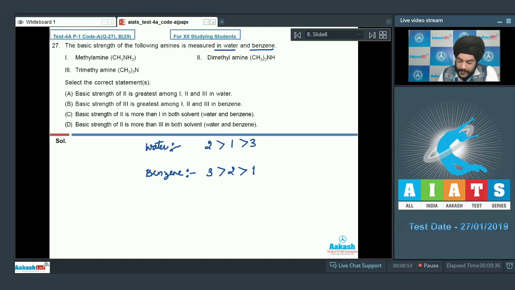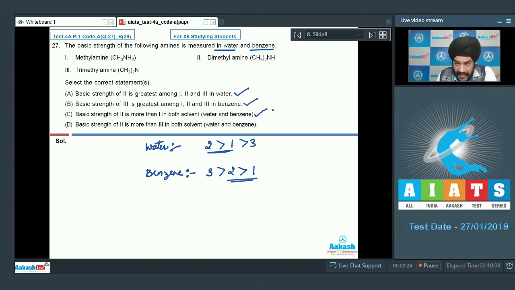So if you look at the options now, in option A it says basic strength of 2 is greatest among 1, 2 and 3 in water. This is correct, students. The first statement is correct. Let us look at statement B now. The basic strength of 3 is greatest among 1, 2 and 3 in benzene. This is also correct, students. If we talk about the statement C now, basic strength of 2 is more than 1 in both the solvents. We can see that the basic strength of 2 is more than 1 in both the solvents. This statement is also correct.